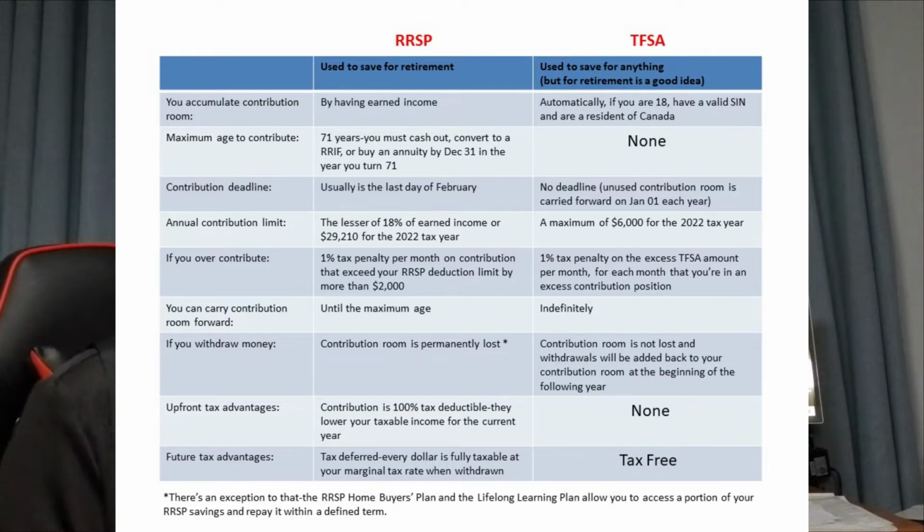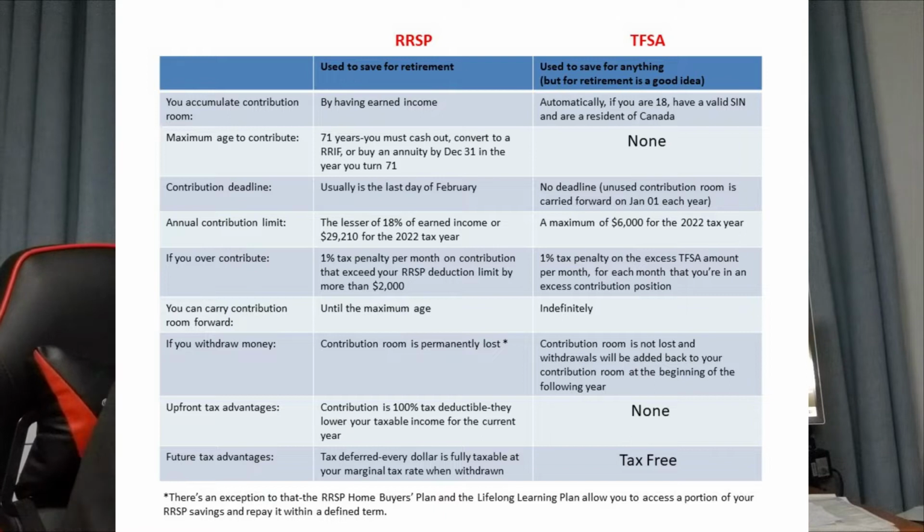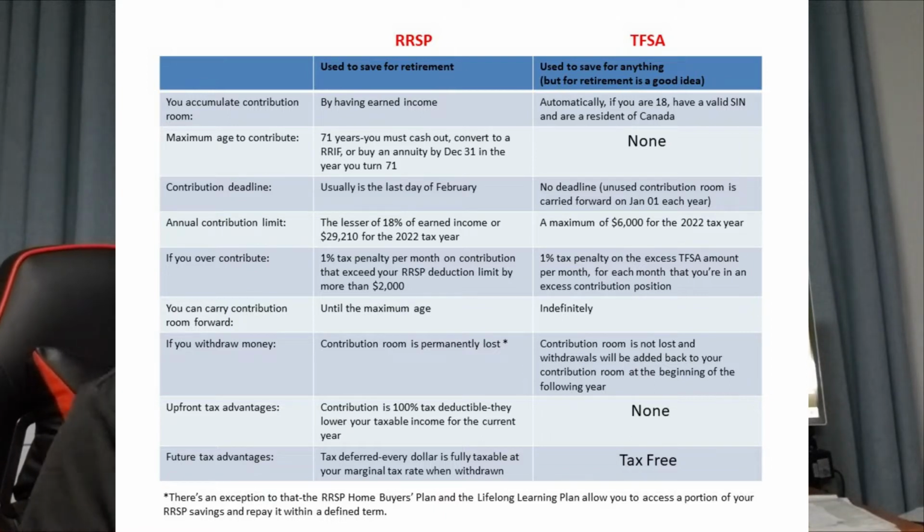The deadline to contribute usually is the last day of February. Then you can deduct it from your income tax for the previous year. The annual contribution limit is the lesser of 18% of earned income or, this year, 2022, the dollar amount of $29,210. Right? That means what? If you make $50,000 earned income, 18% is $9,000. That means the maximum you can contribute is $9,000.